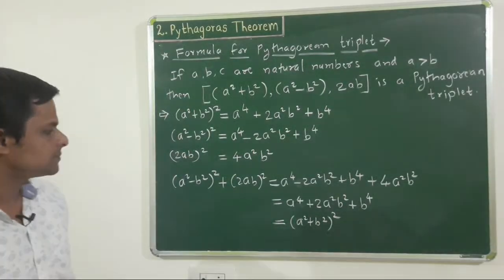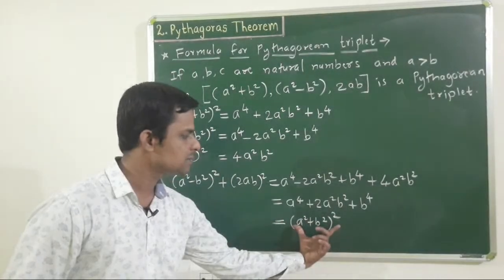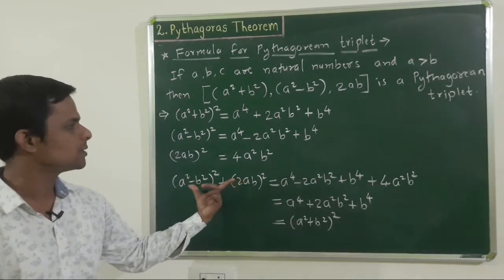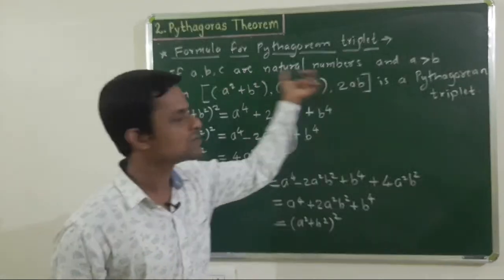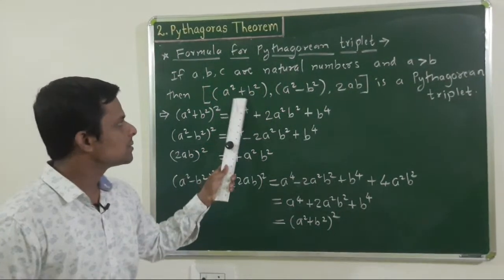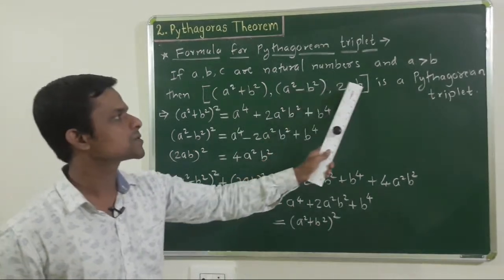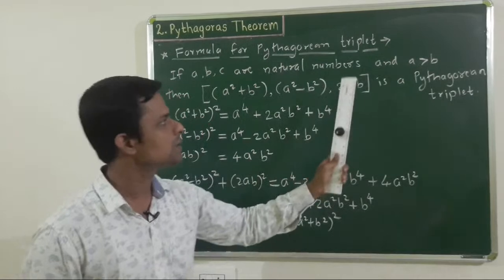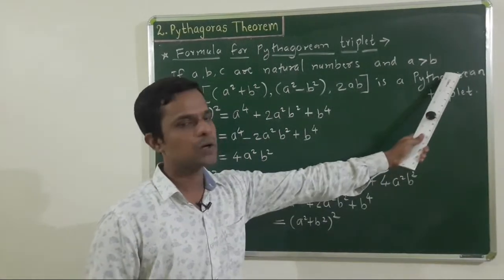Means we got here that the square of the largest number is equal to the sum of squares of the remaining two numbers. Therefore, these three numbers form a Pythagorean triplet. The square of this number is equal to the sum of squares of these two numbers. Therefore, these three numbers form a Pythagorean triplet.